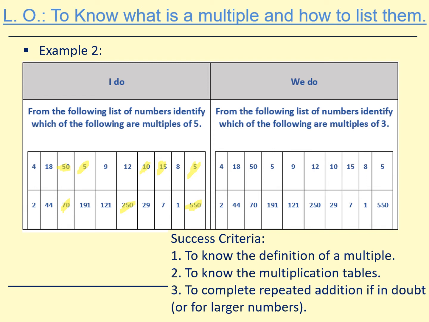Now pause this video and try to do We Do, where you have to find the multiples of 3. Okay, so if you circled, or if you wrote down 18, 9, 12, and 15, well done. There are no other multiples of 3 on this list.